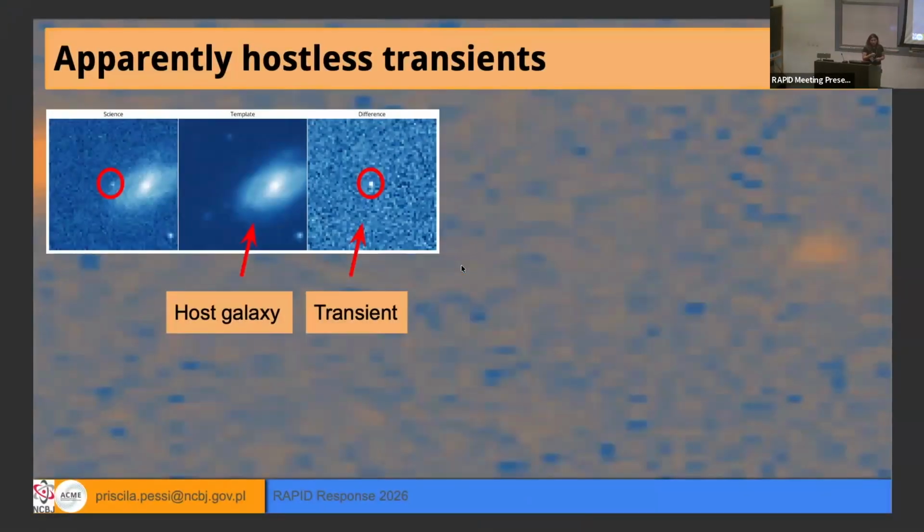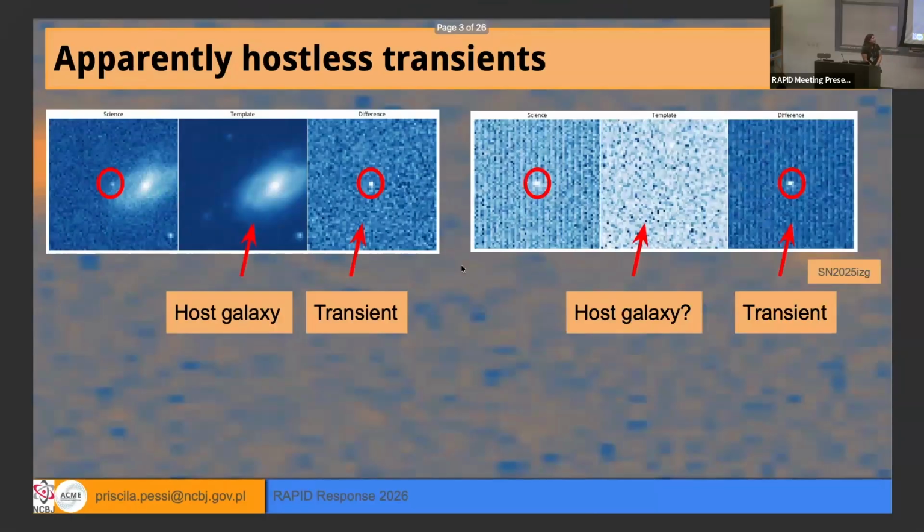Okay, so we are all familiar with how an alert stamp looks. Usually we have the transient associated to a host galaxy. I'm talking about extragalactic transients. But there are some others that look like this. So we have an extragalactic transient that in the template stamp shows nothing. So no host galaxy. Does it mean that the host galaxy is not there? Well, probably not. Probably the host galaxy is there and is fainter than the detection limit of the telescope.